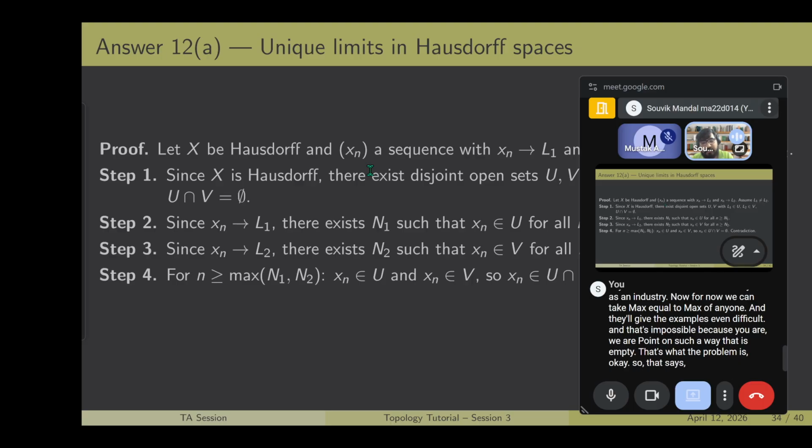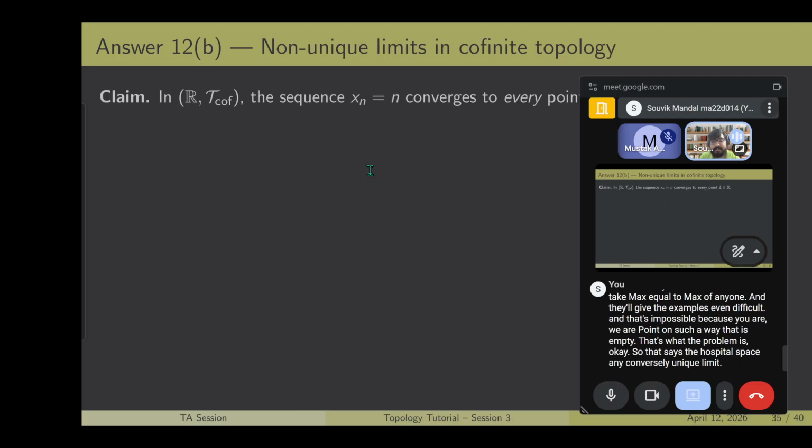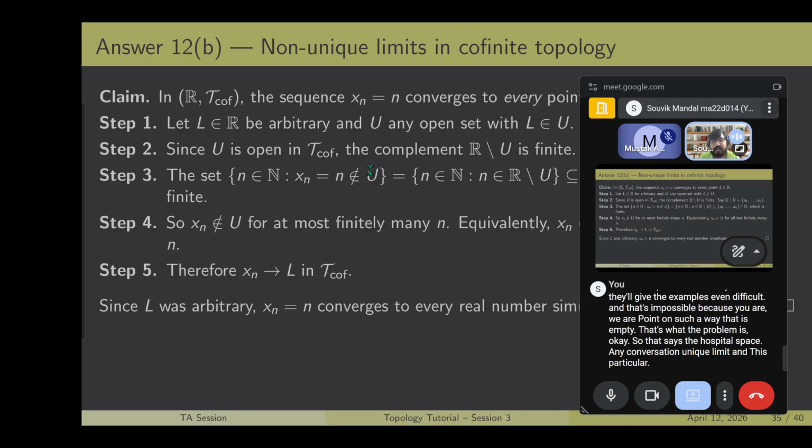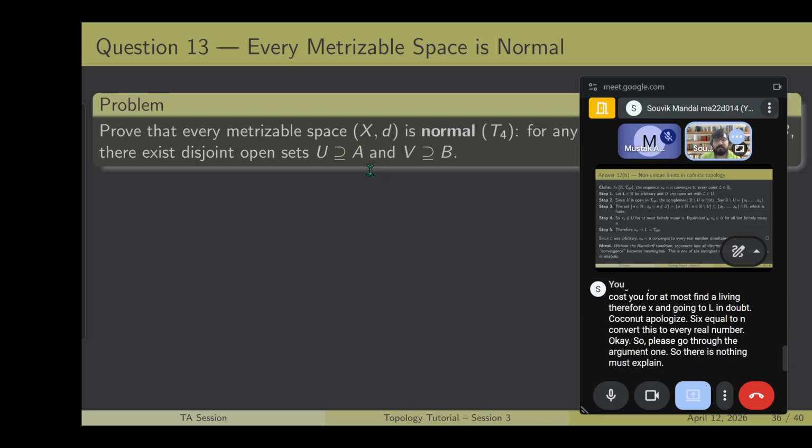So that says that in a Hausdorff space, a sequence converges to a unique limit. And this particular counterexample tells that if we take xn equal to n, it converges to every point. Let L be arbitrary and L belongs to U, where U is open in the cofinite topology, so the complement R minus U is finite. Then xn does not belong to U for at most finitely many n. Therefore xn goes to L in the cofinite topology. Now, since L is arbitrary, xn equal to n converges to every real number. Please go through the argument once. There is nothing much to explain. It's clear actually.